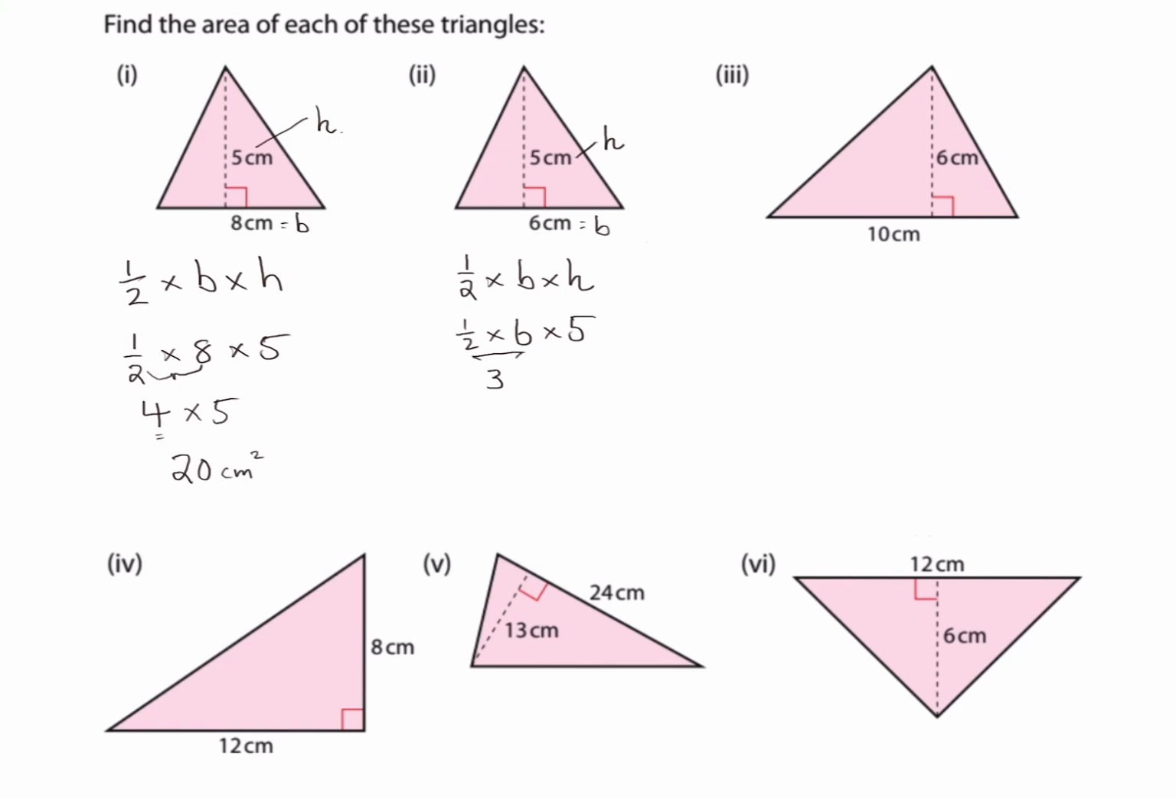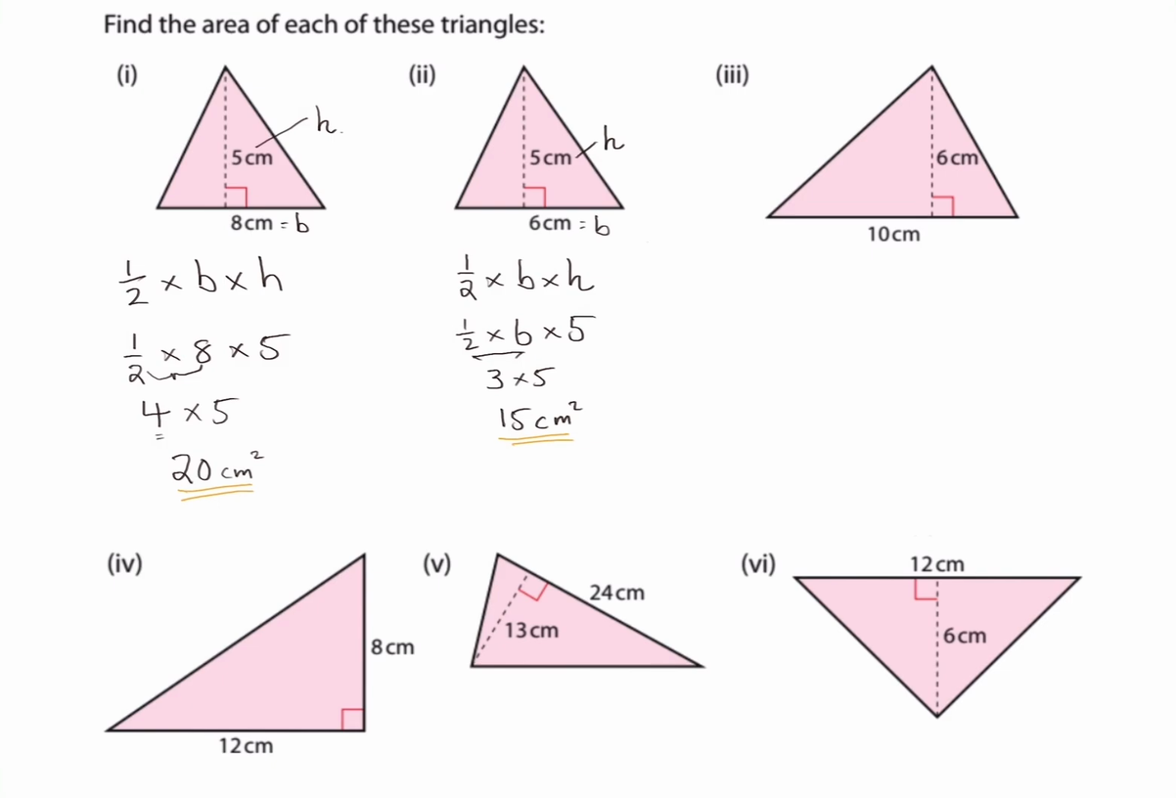And then we multiply that by the height, which is 5. So 3 by 5 is 15 centimeters squared. And that is our answer. Both of these are our answer. That is the area of a triangle.